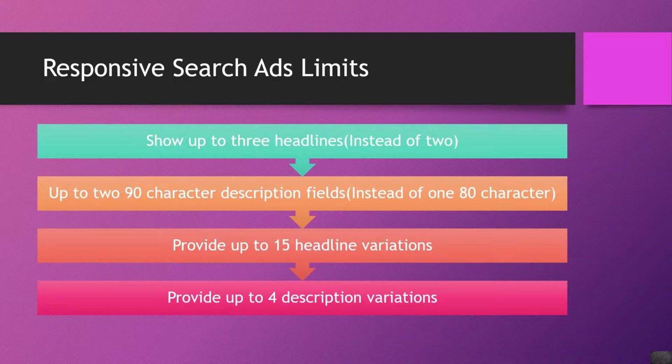The next one is with the new responsive search ads, you can provide up to 15 headline variations, which is mind blowing because in the older version, you can only add up to 2 headlines. But with the new one, you can test out 15 different headline variations. And finally, you can provide up to 4 description variations. So these are some of the new changes that is still in the beta version, and Google will definitely make sure that it launches this feature to all the Google AdWords accounts pretty soon. I'm sure it's going to launch like in the next 1 or 2 months.